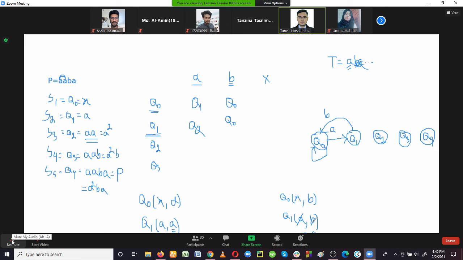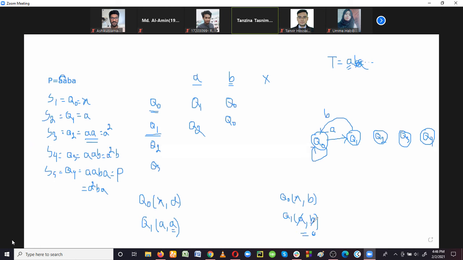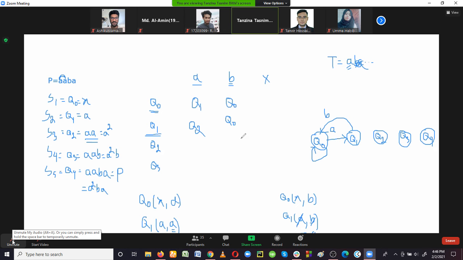We cannot ignore the characters from the right side, we can do it from the left side. So after eliminating this character, we have B, but still there is no such state with character B. That's why Q1 state will go backward to Q0.